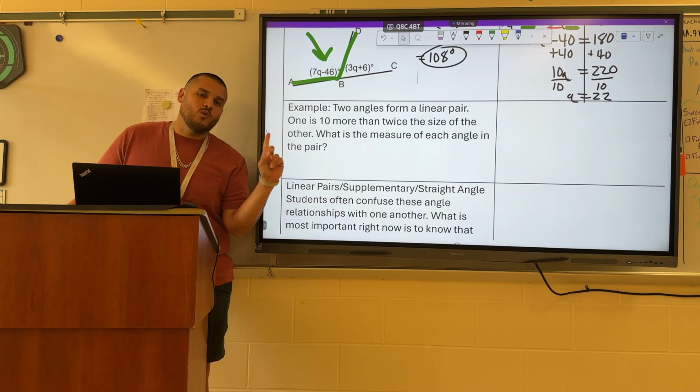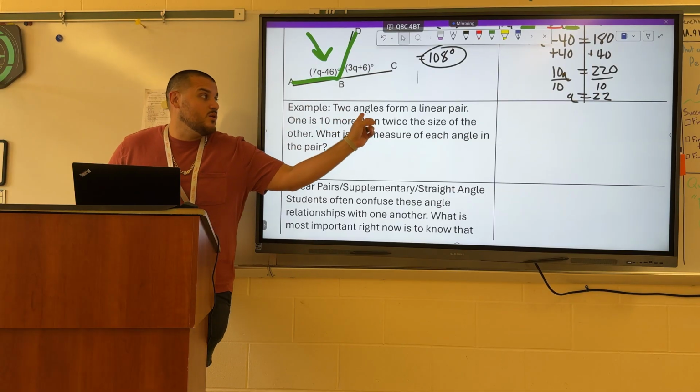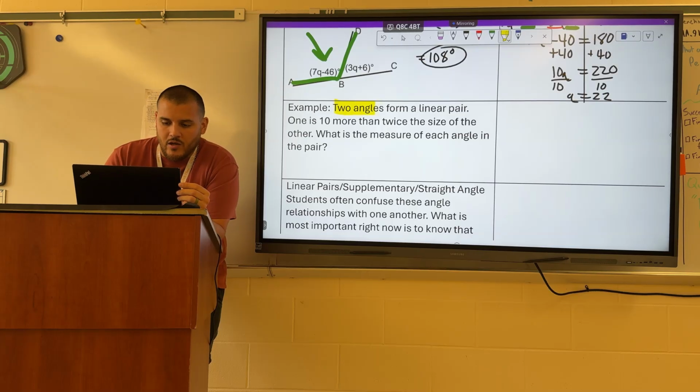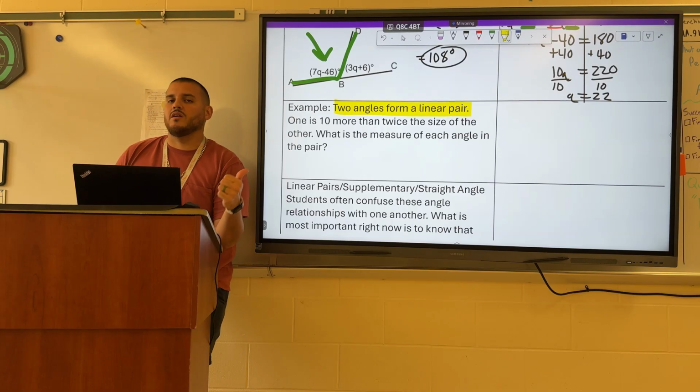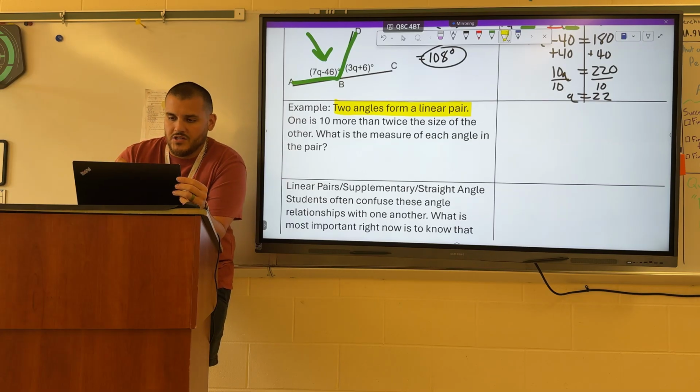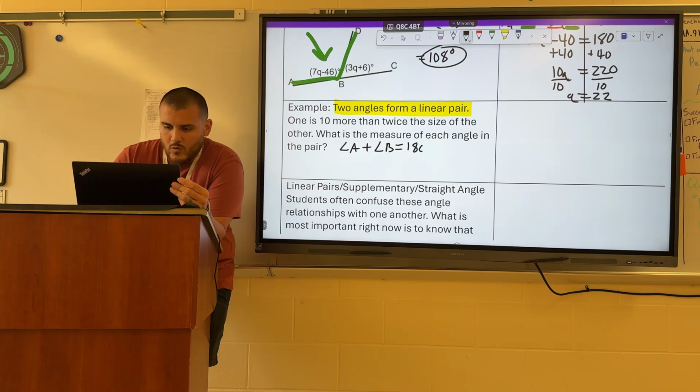Here comes my favorite kind of word problem again with our hints here. We're told two angles form a linear pair. So again, right away, we know something about the value of these angles. If they're a linear pair, that means they're supplementary, which means they have to add up to 180 degrees. So if I call these angles A and B, I know right away that angle A plus angle B has to add up to equal 180.